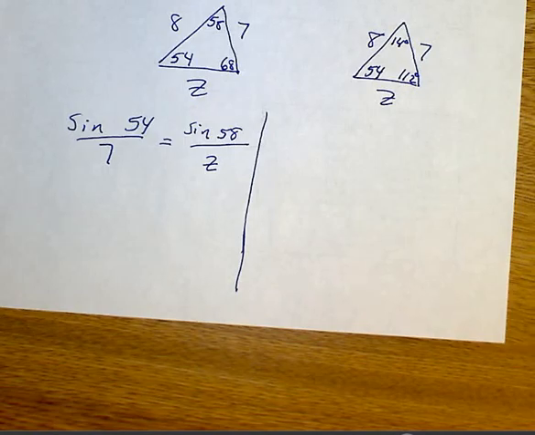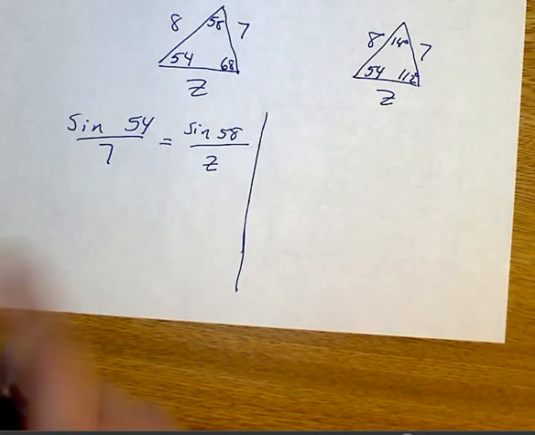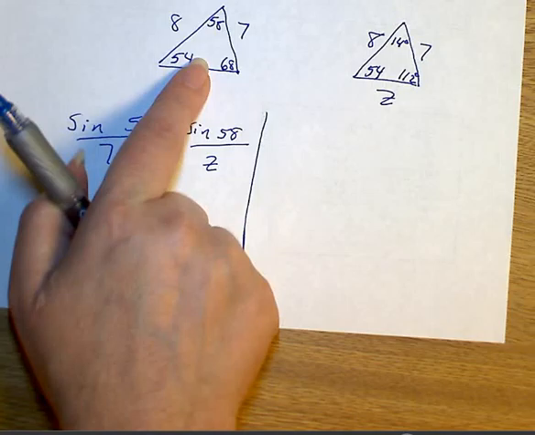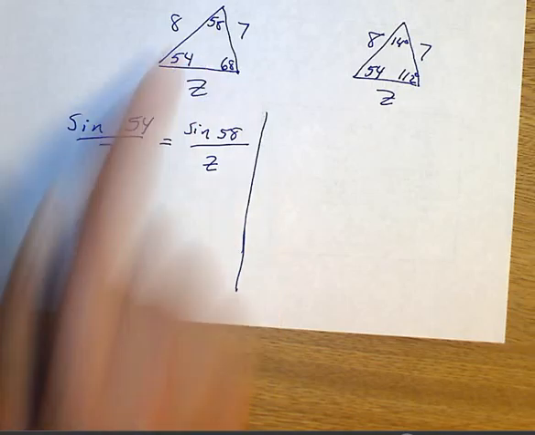Yeah. So if you have less information, pretty much, it would be the cosine. I always look to see if I have enough information to use law of sines. If I have enough, I always use sines because it's so much easier.